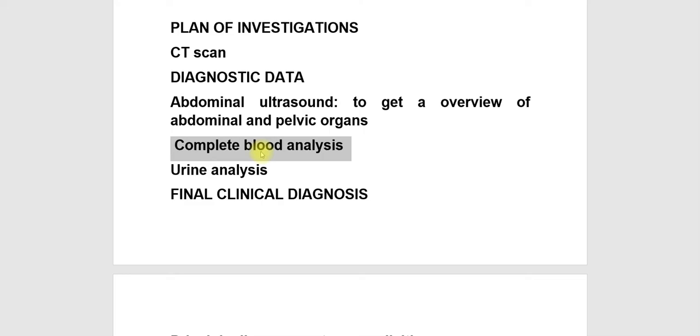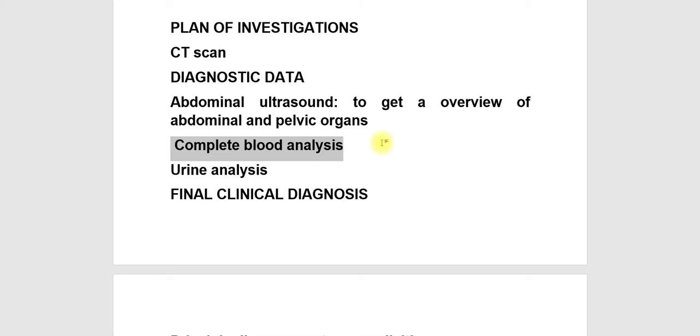Complete blood analysis. I don't know what it means. Maybe blood analysis can be incomplete. What do you mean by complete blood analysis? Is it only common blood analysis, or is it biochemistry? Do you want to measure the level of his cortisol, or maybe the level of other hormones or neurohormones? What exactly you mean by complete blood analysis is unclear.